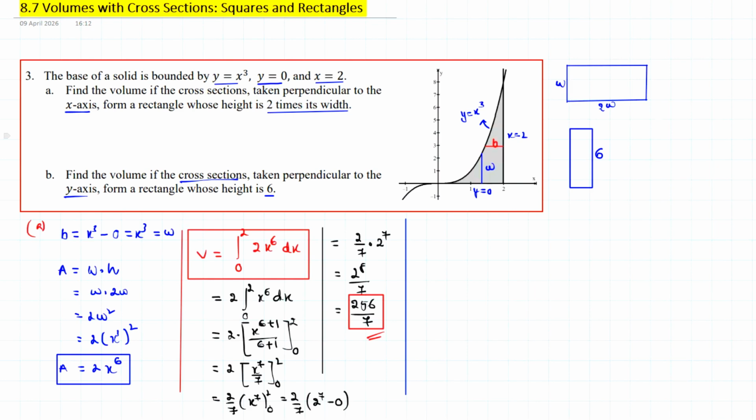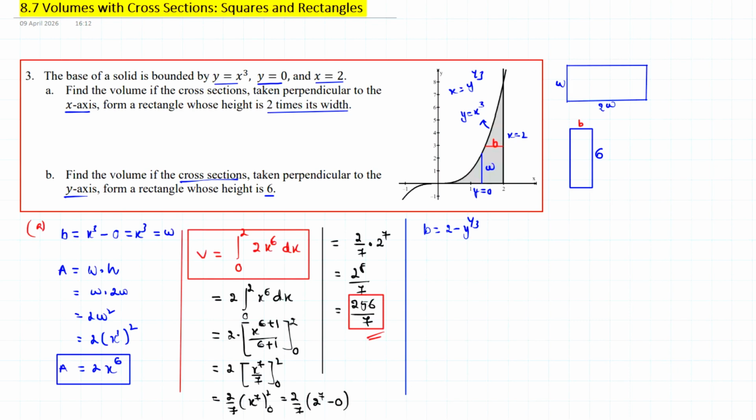Okay, so this is the base and this is the base, right? And here the base is the difference between the x values. That is, the base is the difference between x equal to 2, the right curve, minus the left curve. That is the x value: y equal to x cube, so x equals y to the power 1/3. So this is the base.